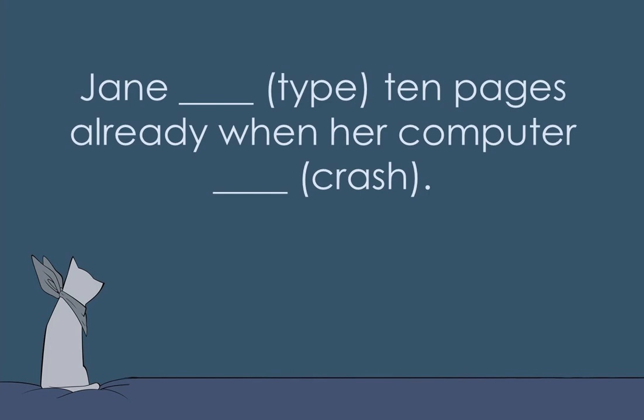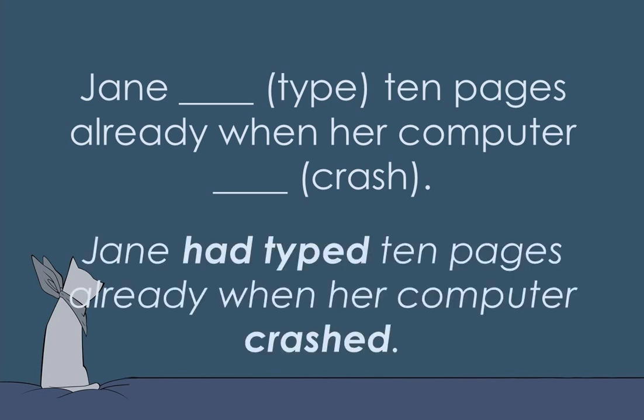4. Jane typed 10 pages already when her computer crashed. In this sentence, we know that the verb type happened first before the word crash. Therefore, type should have the past perfect tense of the verb and the word crash should have the past tense of the verb. The sentence should be, Jane had typed 10 pages already when her computer crashed.